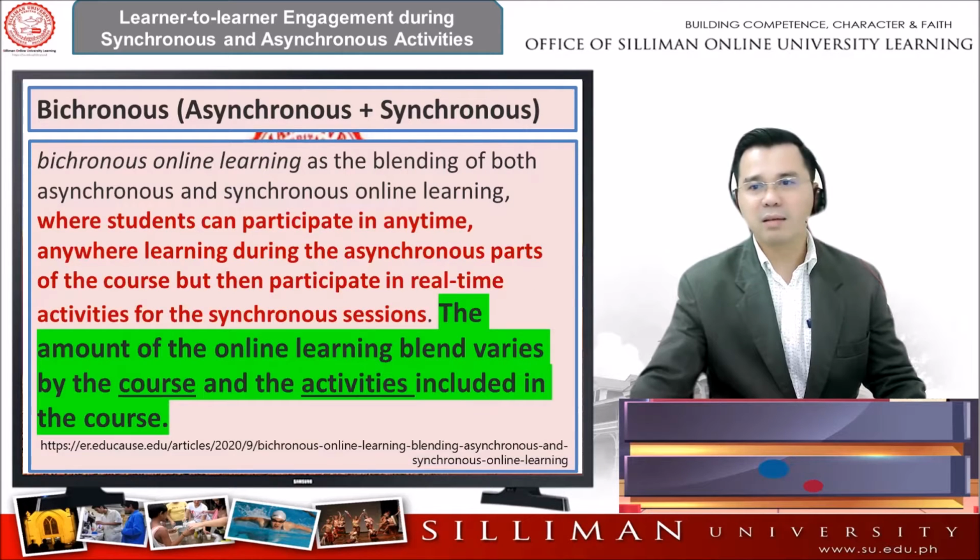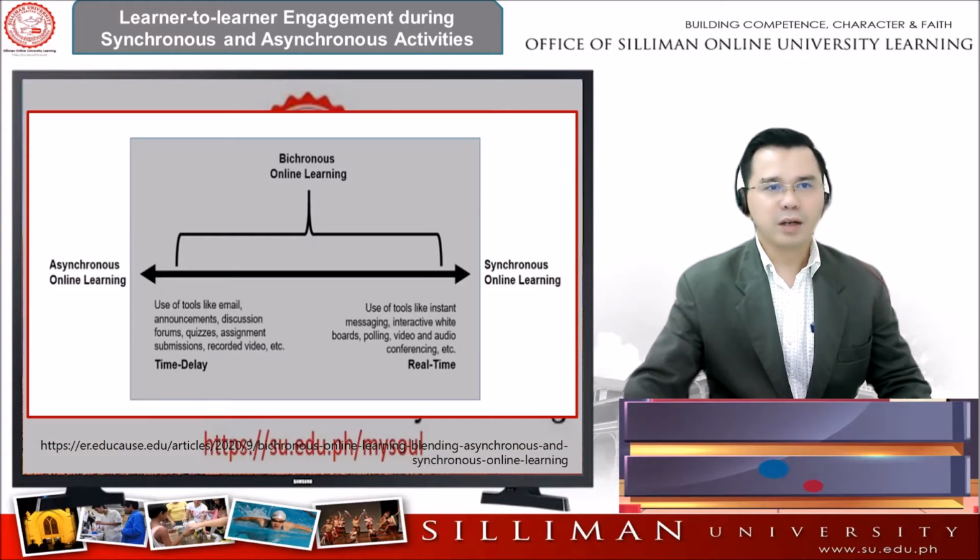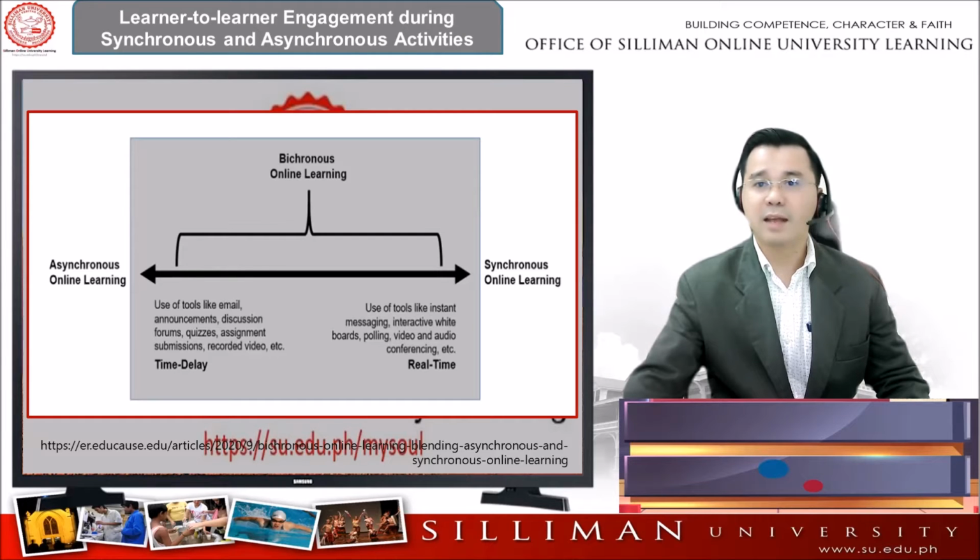The amount of the online learning blend varies from course to course and with the activities included in the course. In an article posted by Educause, the figure provides a conceptual understanding for Bi-chronous online learning. It is conceived, as stated, that online learning is a continuum between synchronous and asynchronous online learning, and it placed Bi-chronous online learning between these two extremes to illustrate that many existing online courses already embrace aspects from both domains. And this is our challenge: how to make sure that student engagement, or learner-to-learner engagement, will be present during the Bi-chronous time.